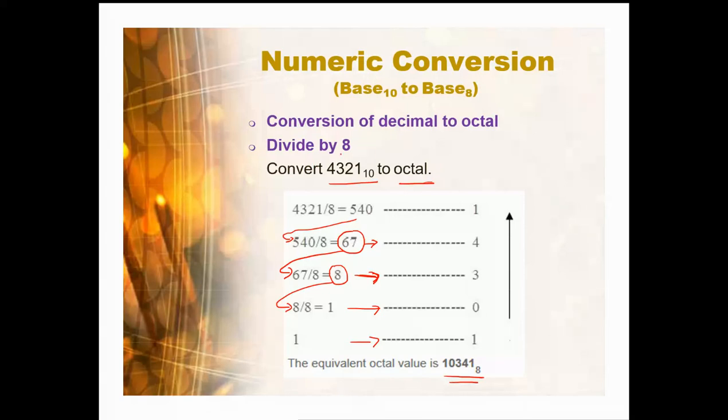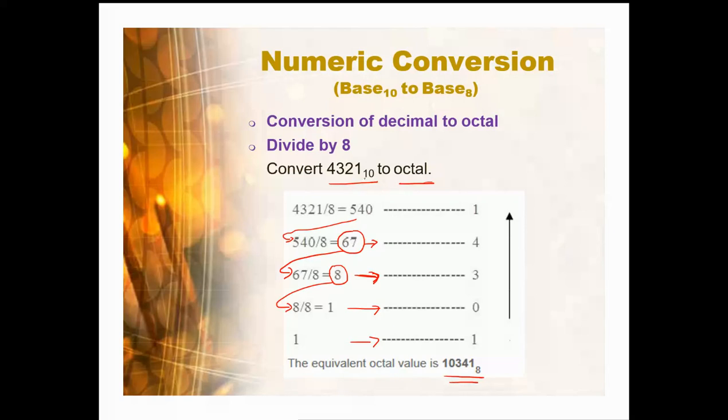dengan membahagikan dengan 8. Kenapa 8? So octal adalah numbering system, nama of numbering system that use a base 8. So contohnya dalam kes ini kita convert 4321 okay, dengan base 8 okay, dengan menggunakan division method. So 4321 okay, base 10 you convert into octal, okay.